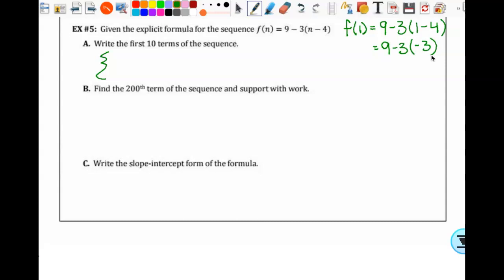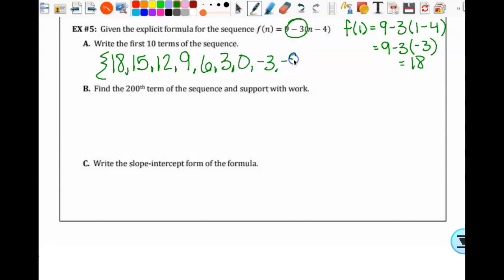Do I get 0? What do I get? 18. 18. So my first term is 18. Do I need to substitute 2 in to find the next one? No, because what's the common difference? Negative 3, right? That's my constant rate of change. This right here tells me what my common difference is. So I just subtract 3, give 15, then 12, then 9, 6, 3, 0. Let's see, that's 1, 2, 3, 4, 5, 6, 7, 8, 9, oops.